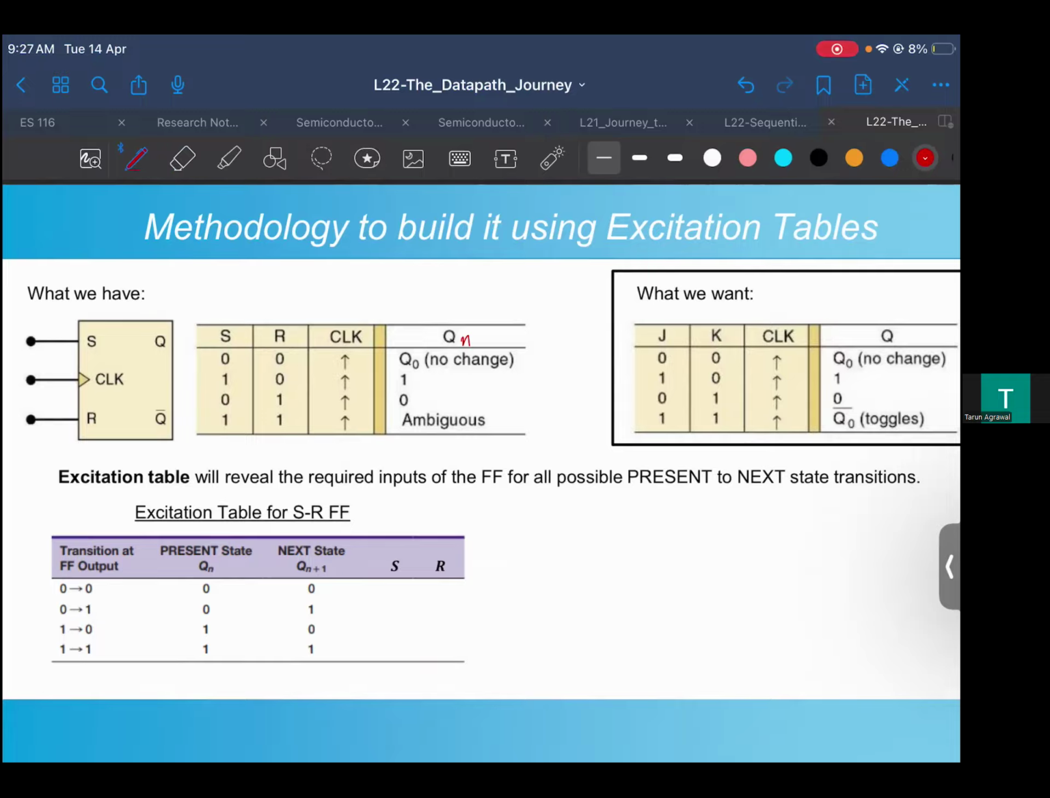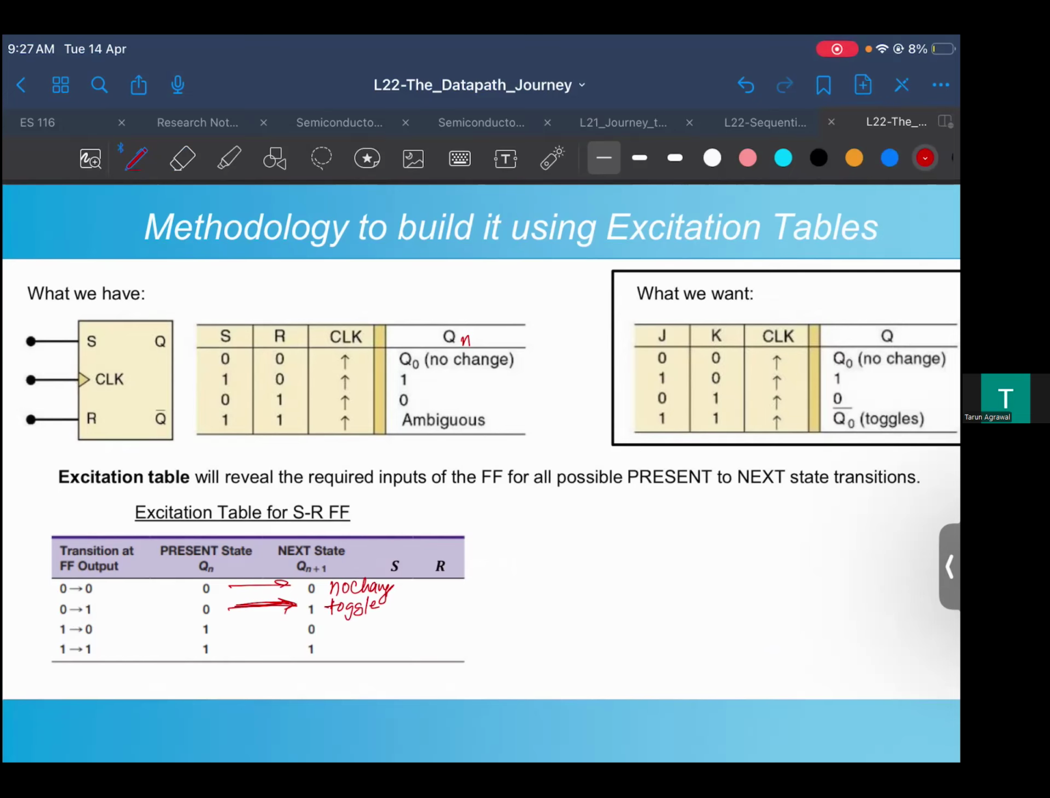So what the excitation table is telling you is the present state, what you are in, and the next state transition, what you would have, right? Now because we want to transition from 0 to 0, that is no change, the same condition we want. Then the other condition is a toggle condition, when J and K are both 1, then we want this to toggle, right?